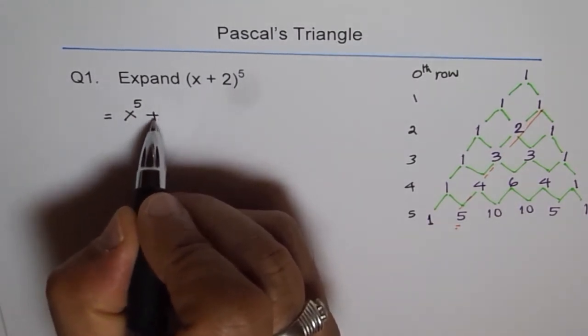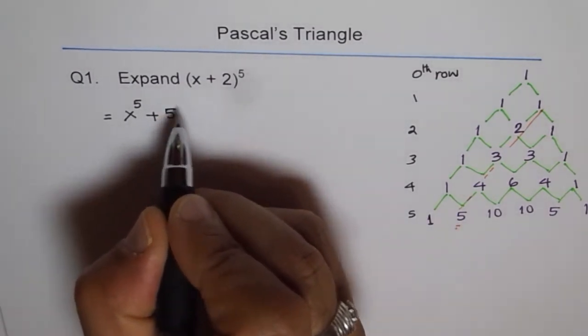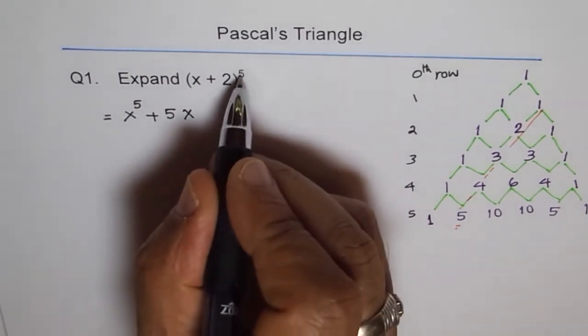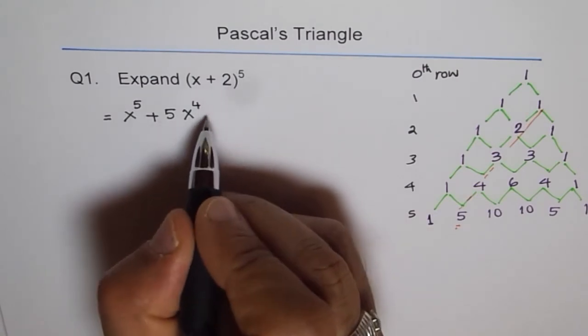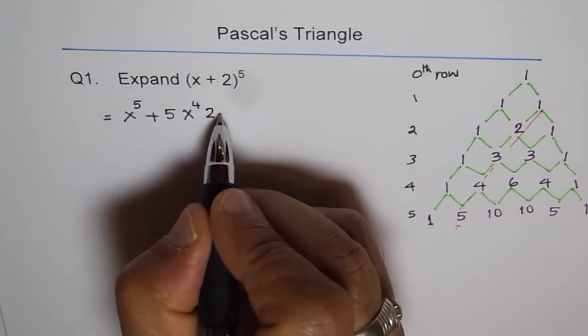Now next term will be having coefficient of 5. So first we'll write coefficient of 5, and a for us is x, right? So x to the power of 4, 1 less than 5, and the next term b is 2 for us. So this is 2 to the power of 1, correct?